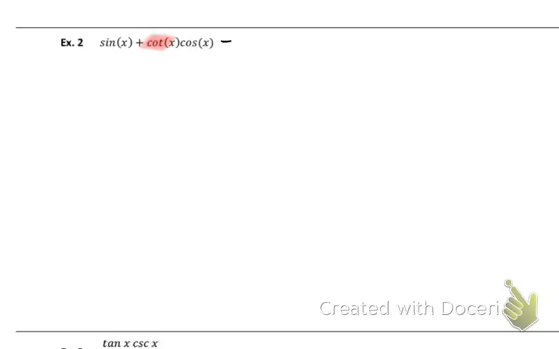So that's going to look like, well, sine of x is already in sine. Plus, I said the only thing we need to change is cotangent. Cotangent, alphabetical order, so that's going to be cosine.